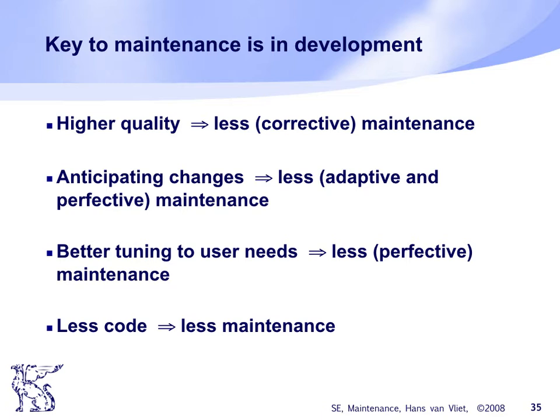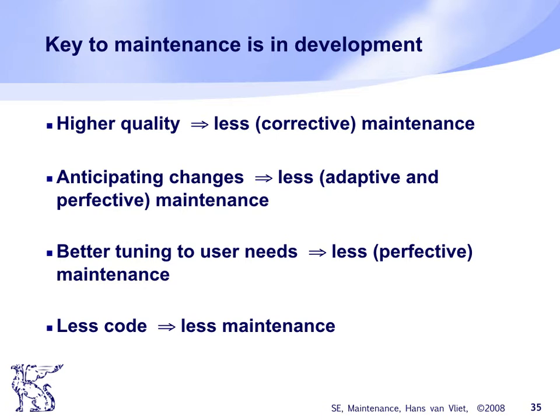Anticipating changes means fewer requirements later. If you can anticipate the operating system change earlier at the requirement engineering phase, you have to make fewer changes at the maintenance phase. Even if you can understand future user requirements at the early phase, then you have to do less maintenance. If you can anticipate the changes in the early requirement engineering phase, then you have to do less maintenance later.